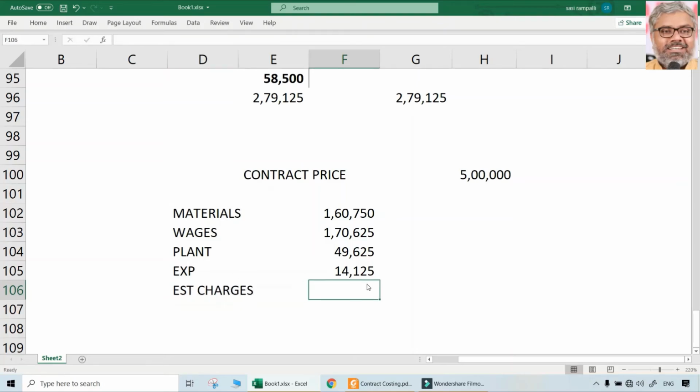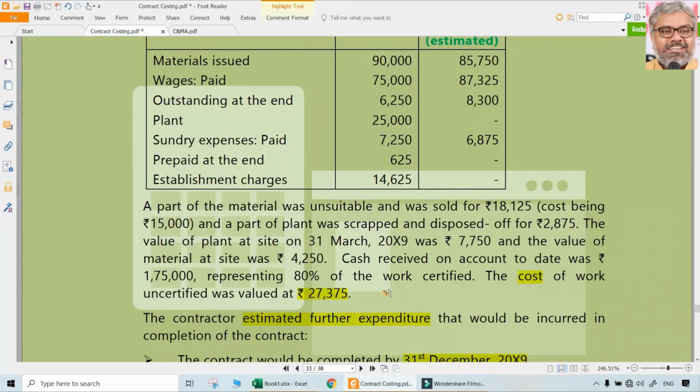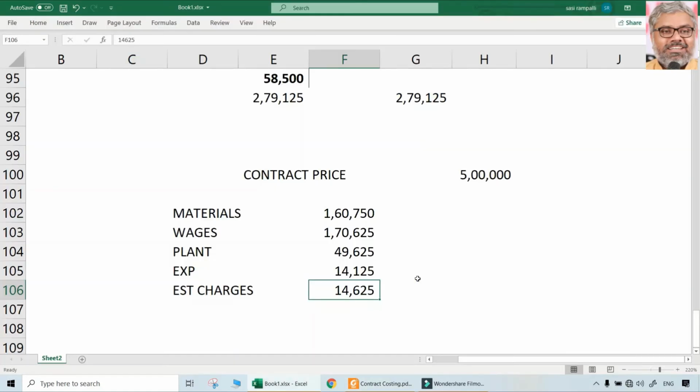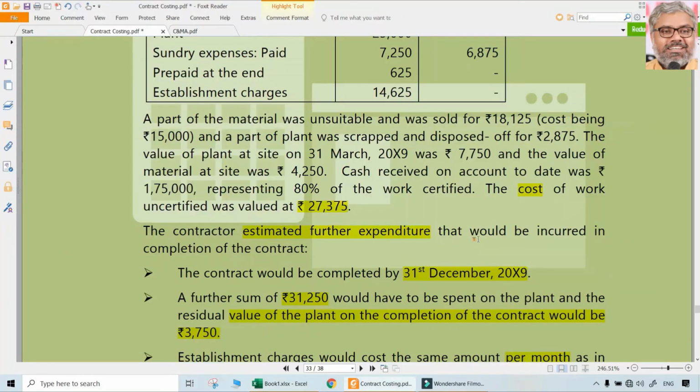Establishment charges for 1 year it was 14,625. That was okay. But what he said, they will be same per month as in the last year. So 14,625 is anyway there. That was already incurred. Plus what? 14,625 into 9 by 12. Why? Because only for next period, estimated period, only 9 months it is going to be from April to December. So total establishment charges will be 25,594.